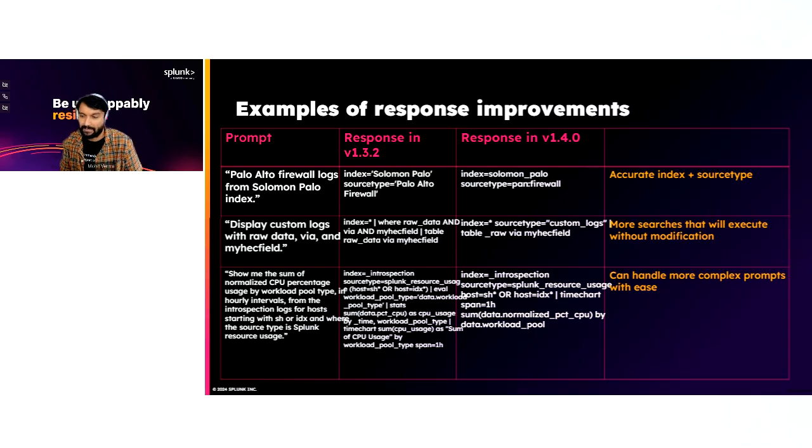So one of the things that we have made a lot of improvements in is accurately selecting what index and source type should be used for a specific prompt. And that's what the first example is showing here. The second big improvement is in improving the parsability, right? So I mentioned the parse rate numbers. We want the SPLs to be more executable, more parsable, and not make these mistakes.